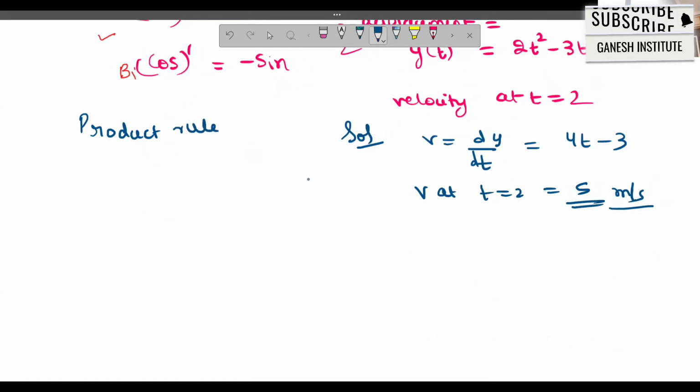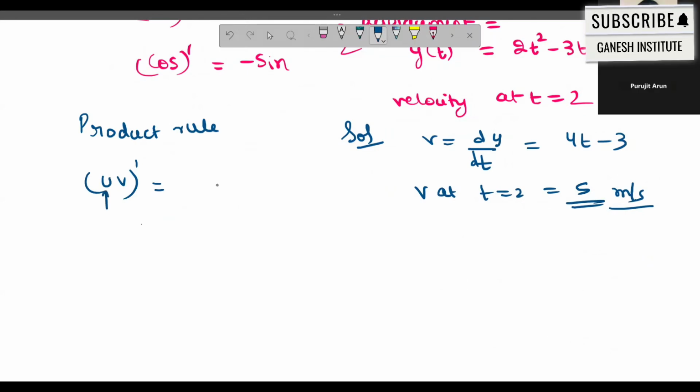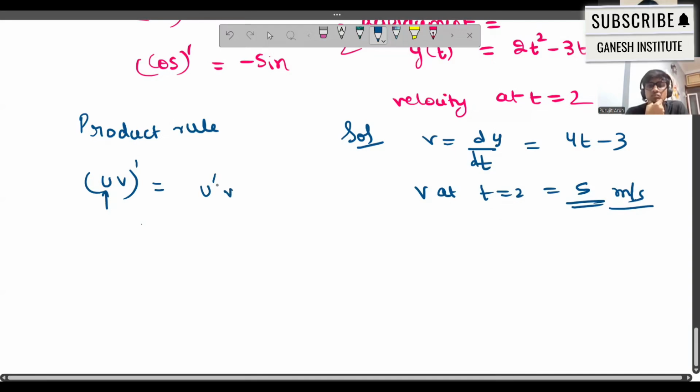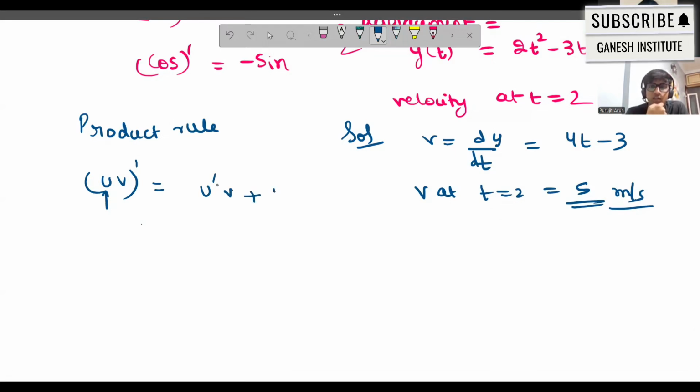What is it? The UV rule. Whenever you have a product, you do differentiation of the first one, keep the second one as it is, plus then the differentiation of V. Correct.